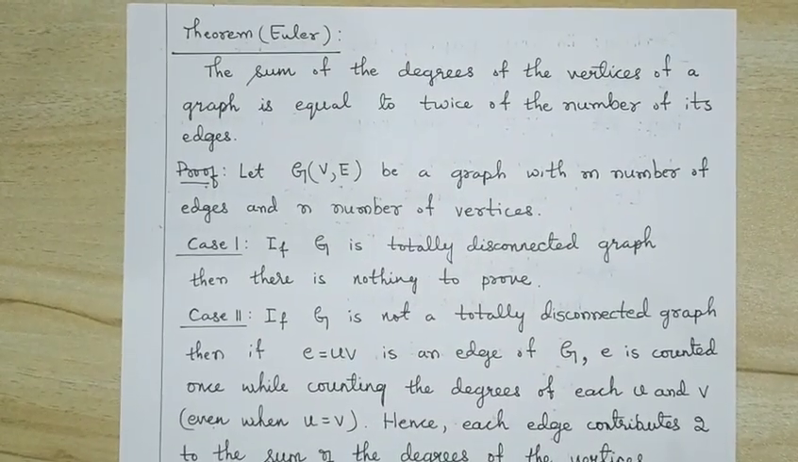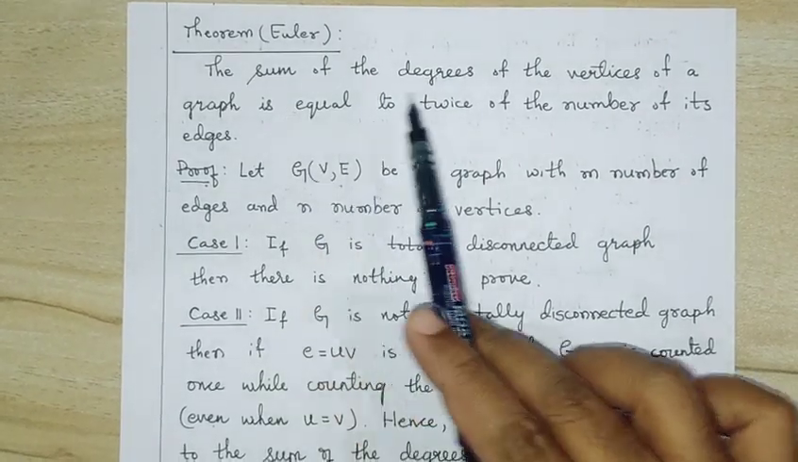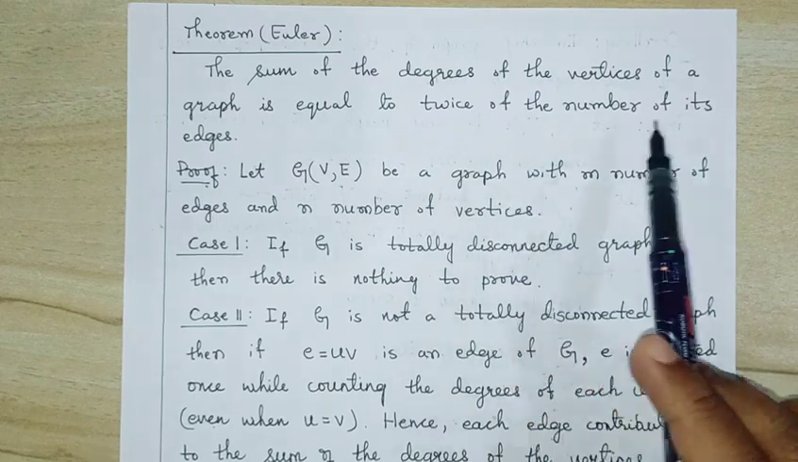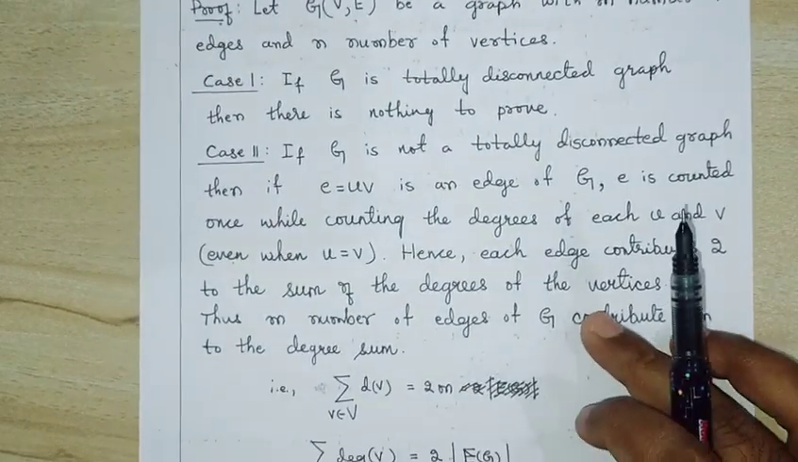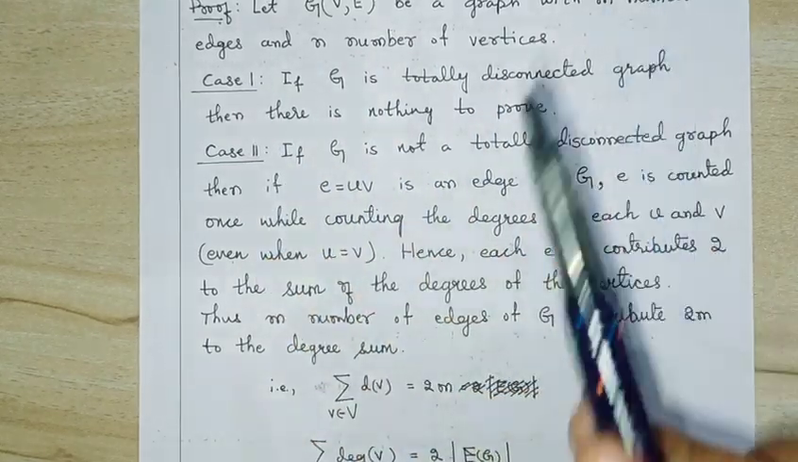So now let us discuss the very first theorem in graph theory. The sum of the degrees of the vertices of a graph is equal to twice the number of its edges. Let G be a graph with n vertices and m edges.